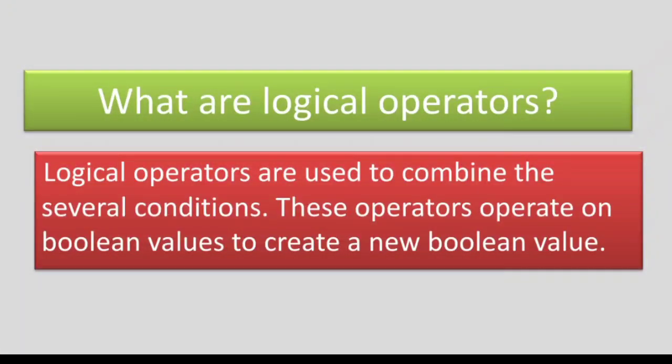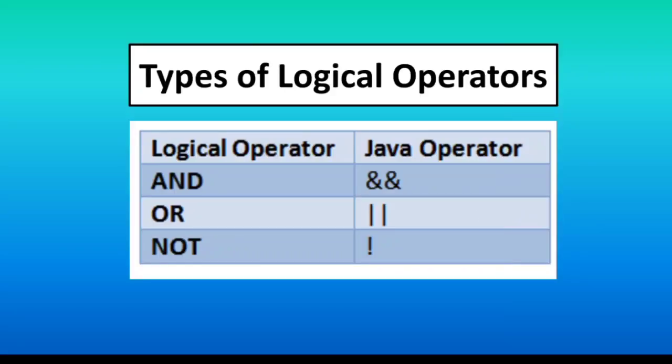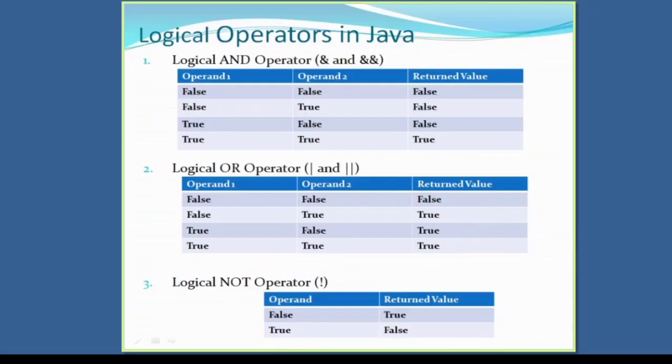Then you come to the logical operators. Logical operators are used to combine several conditions. These operators operate on Boolean values to create a new Boolean value. There are three types of logical operators: logical AND, logical OR, and logical NOT. And these are the truth tables of logical AND, logical OR, and logical NOT.